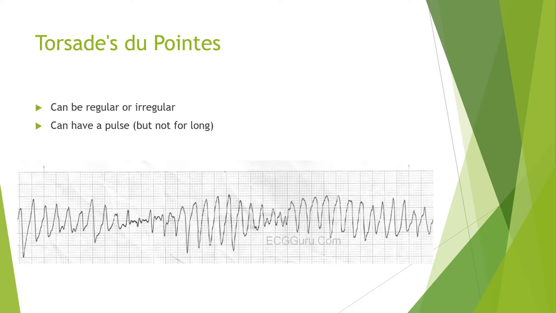Torsades de pointes, a French term that literally means twisting of the points, is a lethal form of ventricular tachycardia. It's named for its hallmark feature, the polymorphic QRS complexes that appear to twist around that line. It can be regular or irregular, and they may have a pulse, but it's not going to last very long. So you notice how it is polymorphic, so many shapes, and it is very irregular.